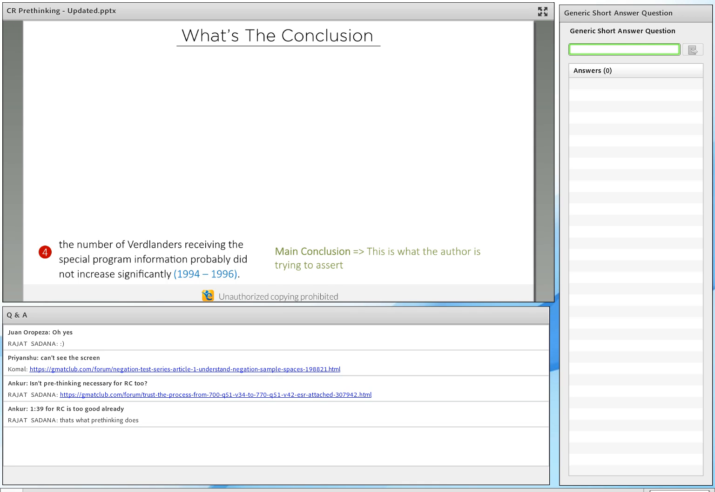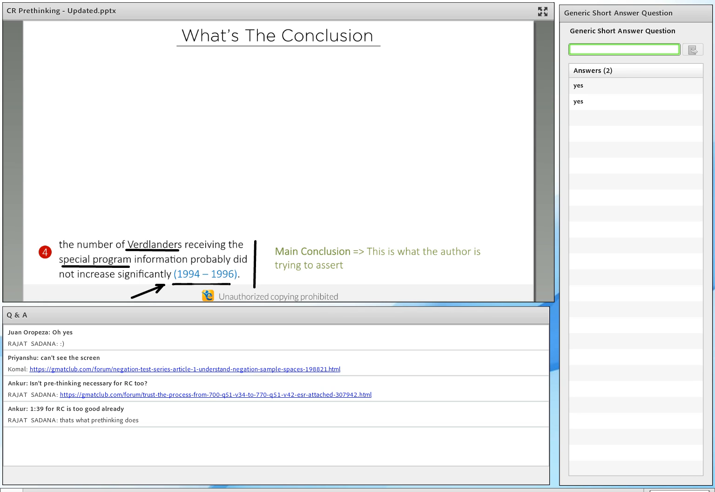So there are certain things to observe over here. First of all, we're talking about this time period. The second thing to observe is that we're talking about special programs, and we're talking about Erlanders. So if that's the conclusion, then the assumption also has to be concerned with special programs. The assumption also has to be related to what happened during this time period. Why? Because the assumption and conclusion are very closely related. Does that make sense?